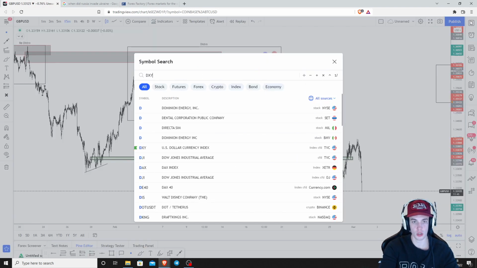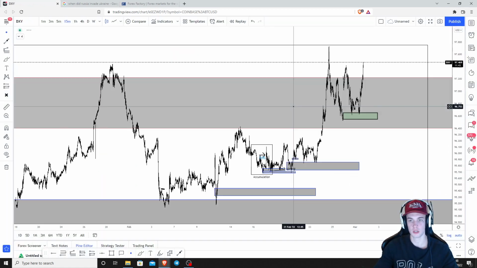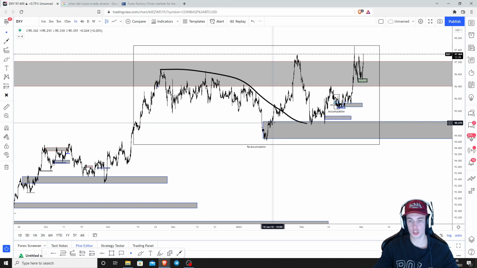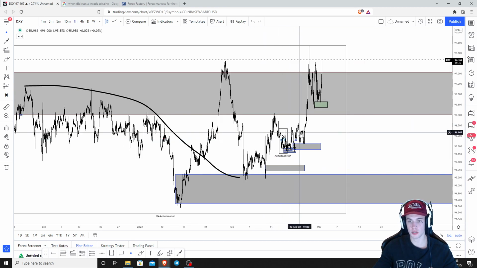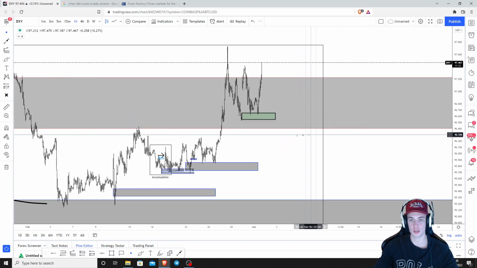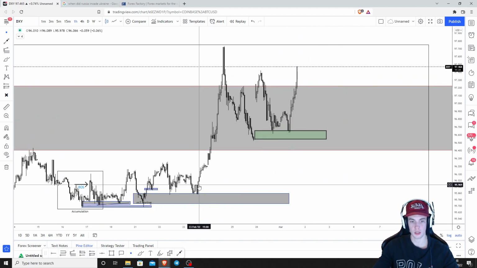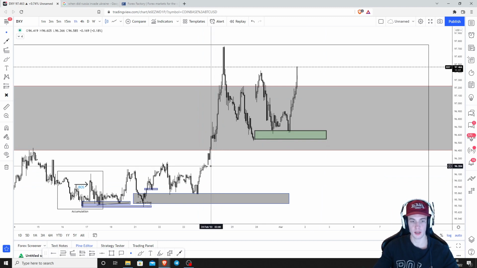Let's look at the US dollar for a second before we break this down. Right? DXY. All the dollar index has been doing is reaccumulating. Right? All it's been doing is reaccumulating, constantly accumulating. And then look what happens. 23rd of February. When Russia invade. US dollar spikes. Why is that? Guys, I'm telling you, there's an agenda behind it.